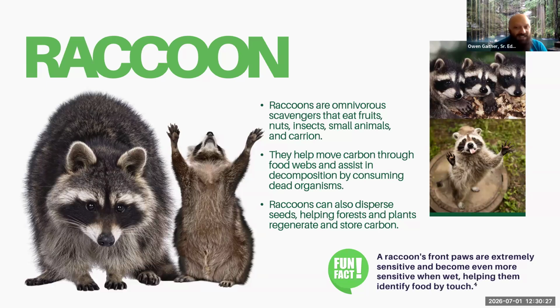And the fun fact, and this is so cool, a raccoon's front paws are extremely sensitive and become even more sensitive when wet, helping them identify food by touch. And this is one of the ways that they can get into little places and spaces that other critters can't get into, because of their ability to use their hands and feel around for food. They don't even really need to be able to see it. They can get to insects and worms and things of that nature. Really, really cool animals here.